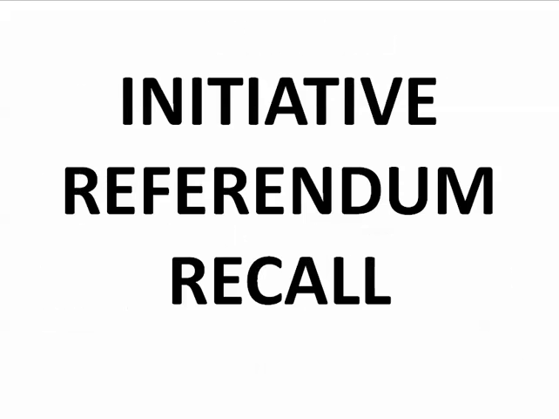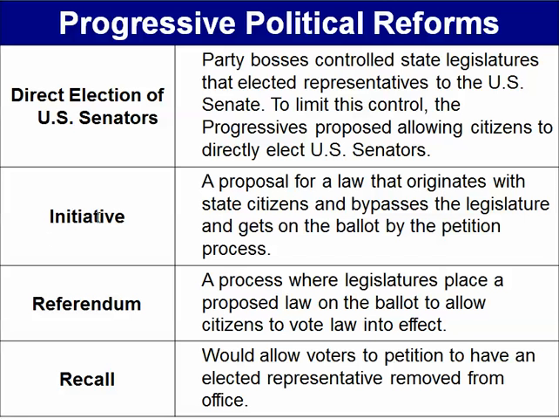All right, all three of these we want to cover first. Let's look at the initiative. It is a proposal for a law that originates with state citizens and bypasses the legislature and gets on the ballot by the petition process. A referendum is a process where legislatures place a proposed law or a proposed amendment on the ballot to allow citizens to vote the law into effect.